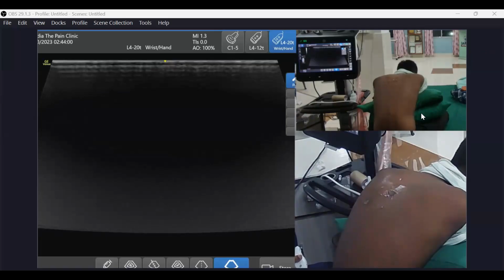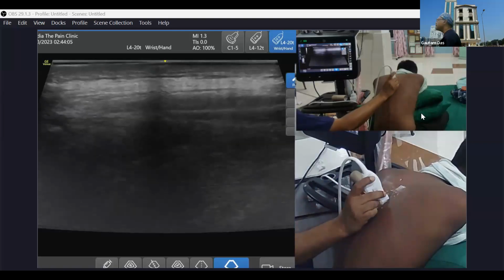Sir, can you show again the thoracic facet, please? Because there is a very small gap so far. Okay. We start from here.